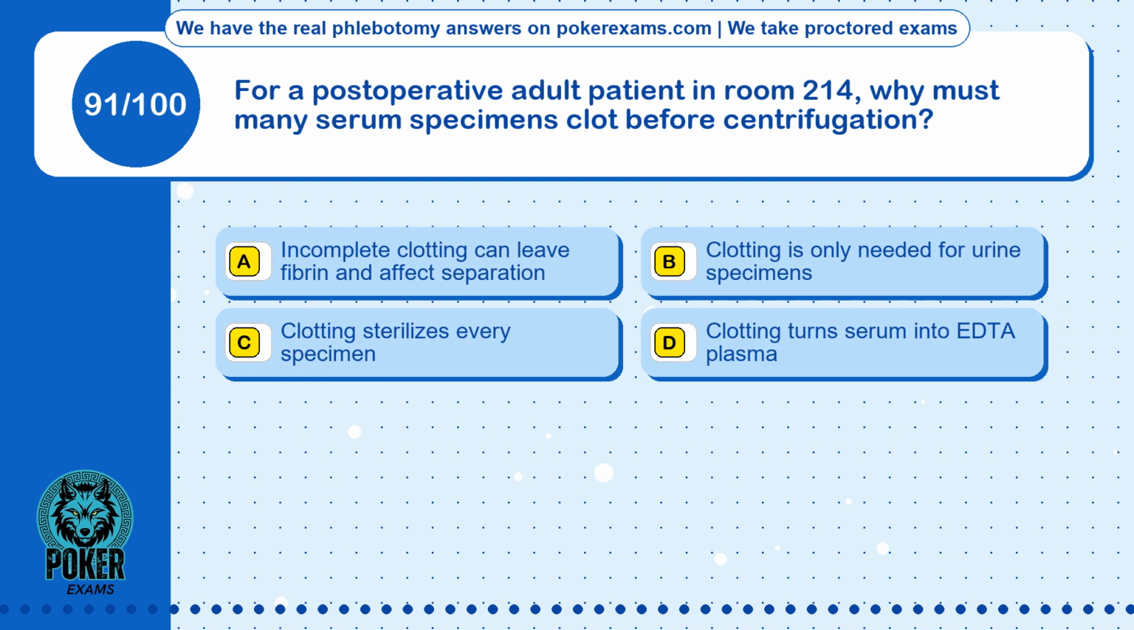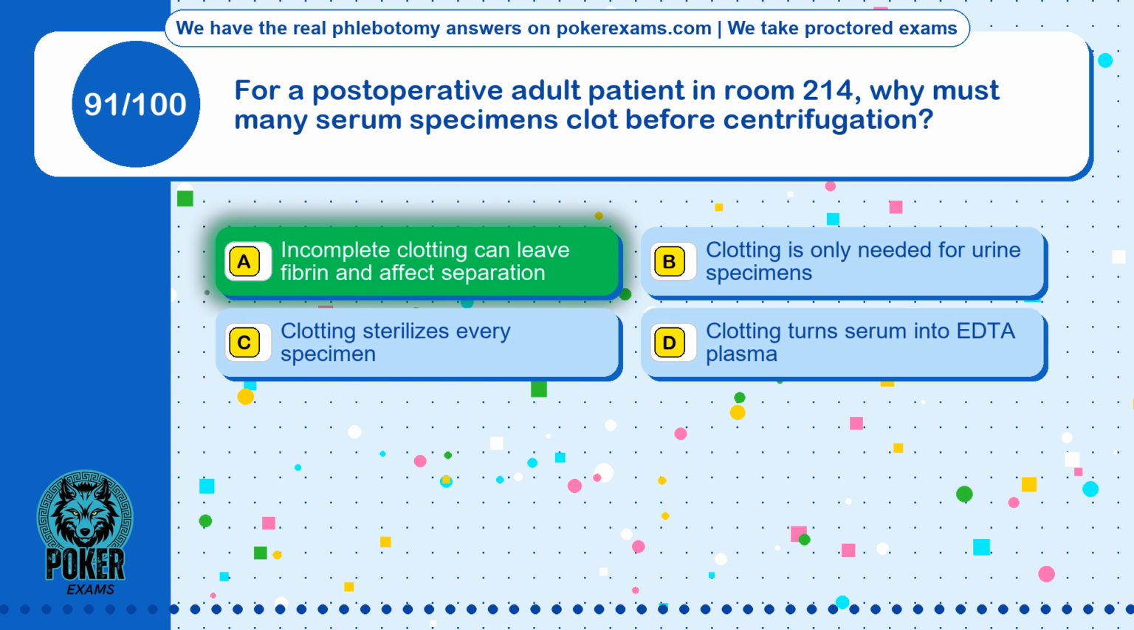Question 91. For a postoperative adult patient in room 214, why must many serum specimens clot before centrifugation? Option A, incomplete clotting can leave fibrin and affect separation. Option B, clotting is only needed for urine specimens. Option C, clotting sterilizes every specimen. Option D, clotting turns serum into EDTA plasma.